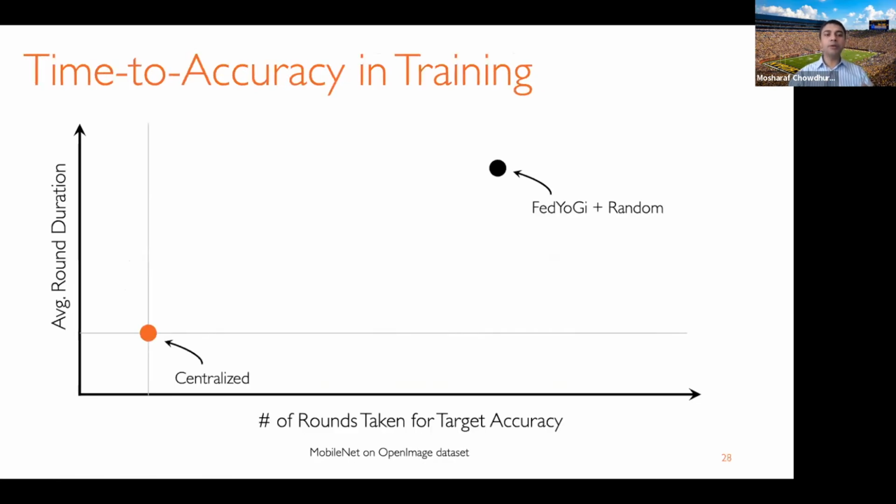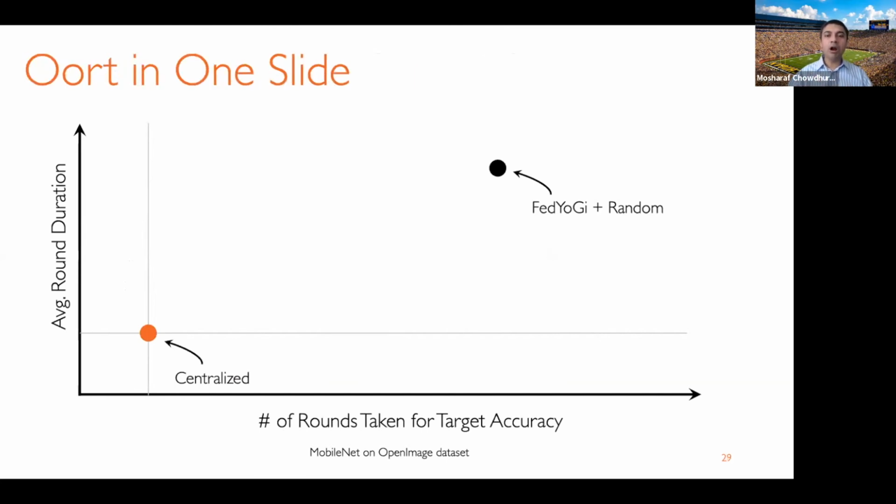And if we put these points in a plot where the x-axis is the number of rounds taken for target accuracy and the y-axis is average round duration, as I have mentioned already, because we are selecting participants at random, FedYogi or FedProx plus random selection leads to both more rounds and longer rounds. And so what Oort does, in one slide, is it tries to improve in both directions. On the statistical axis, it tries to increase efficiency by selecting high utility clients.